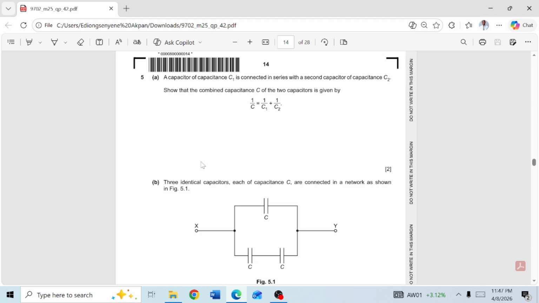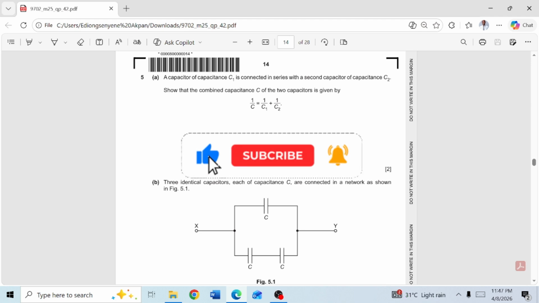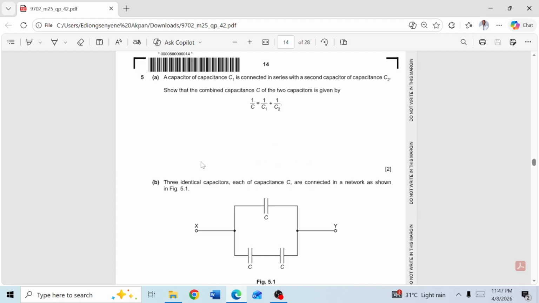Welcome to our revision series. Today we want to look at capacitance, combination of capacitance, and how you can answer questions up to time constant. Let's start with the first question.